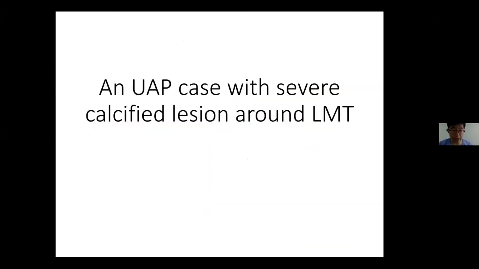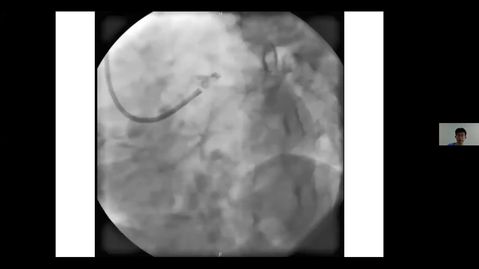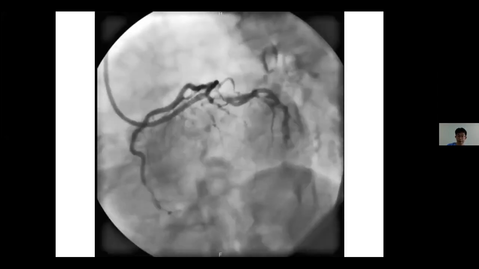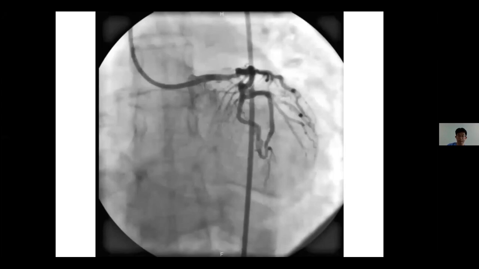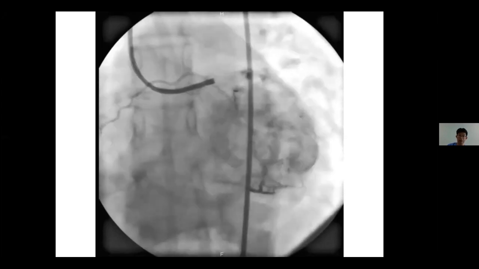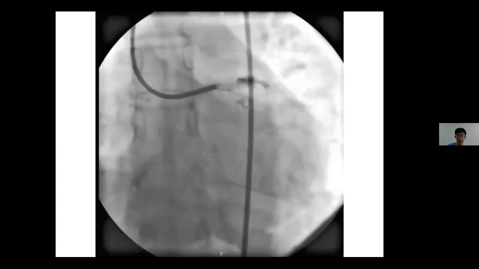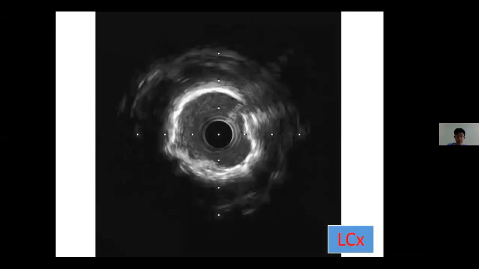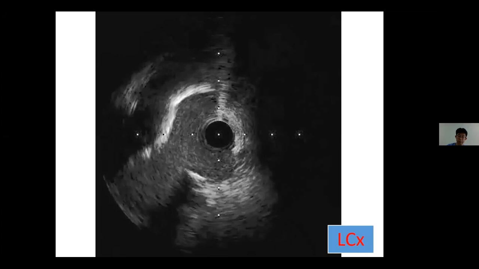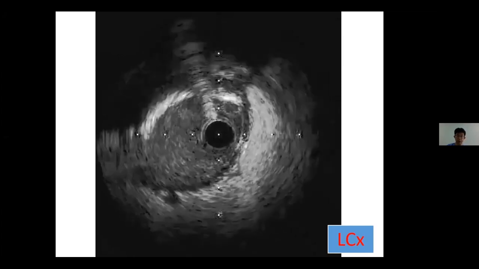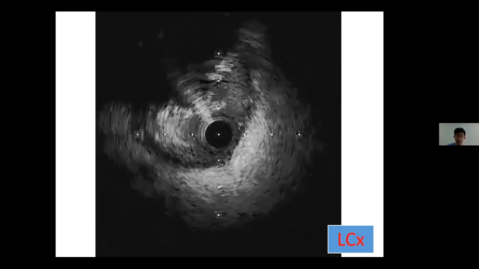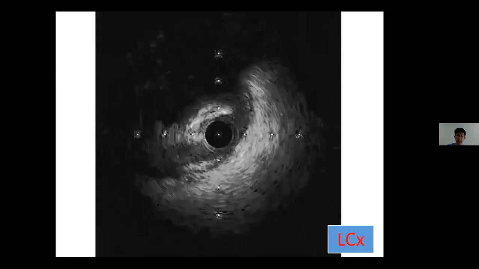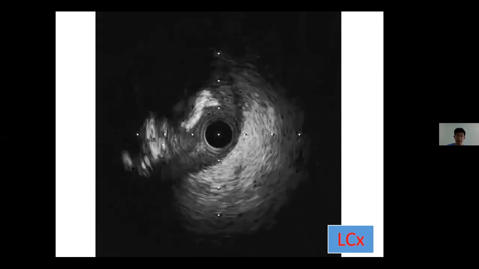So this is a case of unstable angina pectoris with a severe calcified lesion around the LMT. As you can see, there is severe stenosis at the ostium of the circumflex and LAD, and much calcification. IVUS shows us severe calcification at the ostium of the circumflex. This is the LAD coming from 7 o'clock. This is the ostium of the circumflex. Here, the LAD is coming from 3 o'clock.